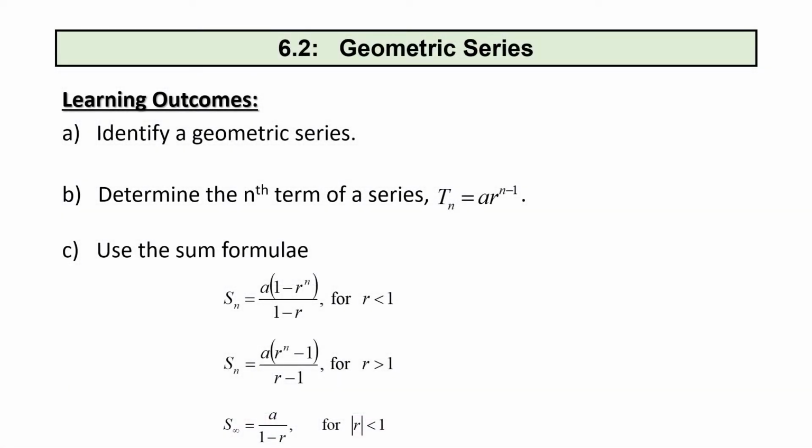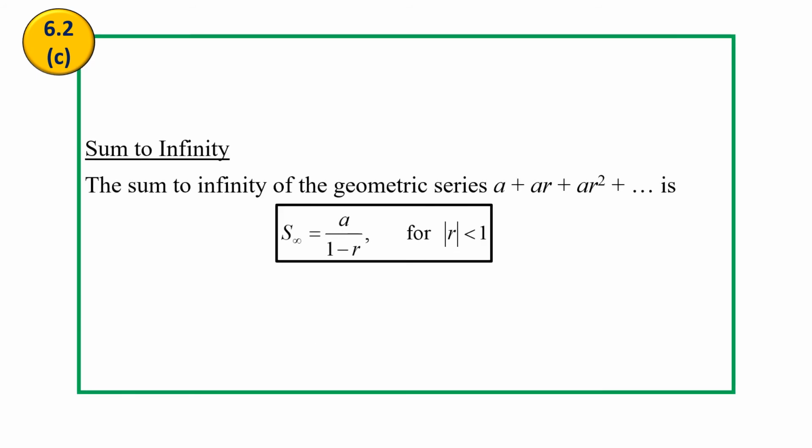Our learning outcome for today is to use the sum formula and we will go to the sum to infinity. Before we go deeper, let's go to the sum to infinity. The sum to infinity of the geometric series is the summation from the first term, second term, third term up to infinite term, and the formula is a over 1 minus r and is denoted by S infinity. The value of r must be in between -1 and 1 only.